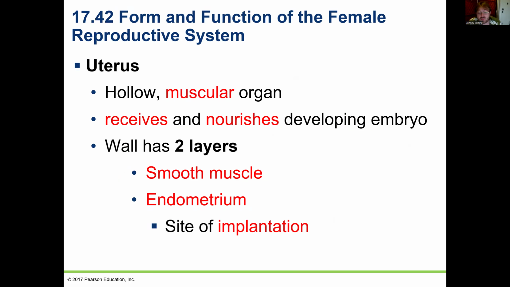The uterus itself is a hollow muscular organ and is going to receive and nourish the developing embryo. This is the incubator portion of the reproductive tract. The wall of the uterus is going to have 2 layers. First, there's going to be a layer called the endometrium. This is going to be where the egg is actually going to implant. And then outside of that is a thick layer of smooth muscle, the same thing that lines most of our other organs.